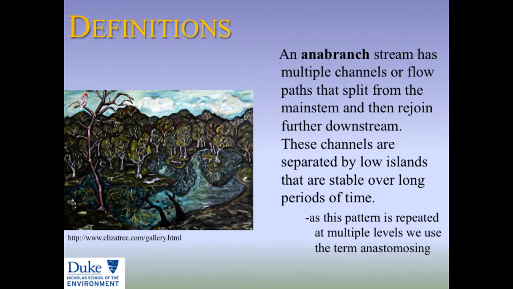So let's begin with a definition for those of you who have not heard the term Anabranch before. Anabranch is a stream that has multiple channels or flow paths that split at one point and then rejoin further downstream. Now what separates Anabranch systems from braided systems is that the channels are separated by stable low islands, and so they retain their shape over long periods of time. And if we repeat this anabranching pattern over several scales or multiple levels, then we use the term anastomosing. Okay.